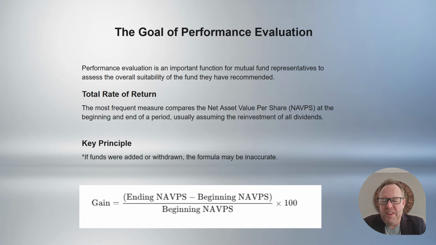So one of the key calculations you'll have to do, when we've talked about this rate of return calculation before, the gain of a portfolio would be the ending NAV minus the beginning NAV, divided by the beginning NAV, times 100. That will give you the rate of return over whatever period you are looking at. And now, a key note is that if funds are withdrawn or added, this formula won't be accurate.